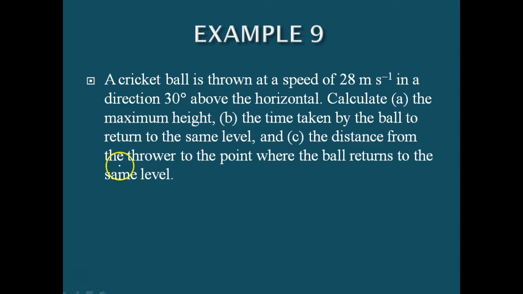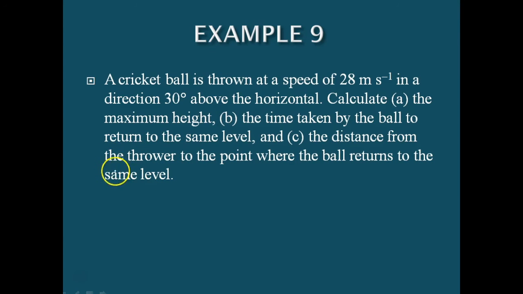so now let us solve another simple problem. A cricket ball is thrown at a speed of 28 meter per second in a direction 30 degree above the horizontal. So calculate the maximum height, the time taken by the ball to return to the same level, and the distance from the thrower to the point where the ball returns to the same level.